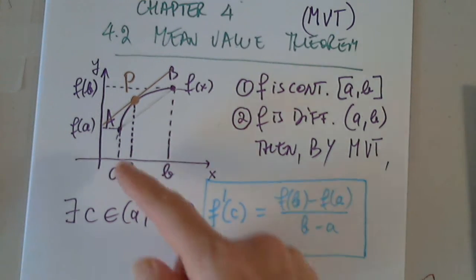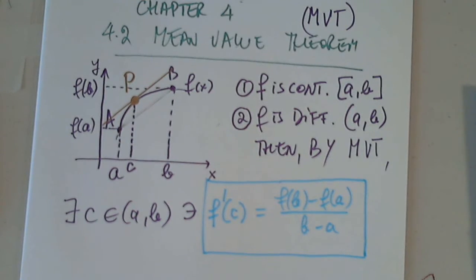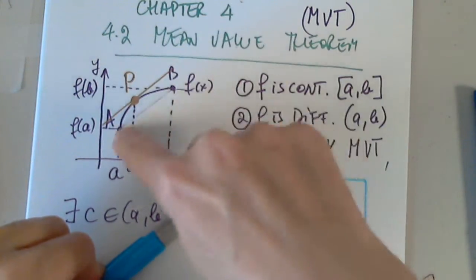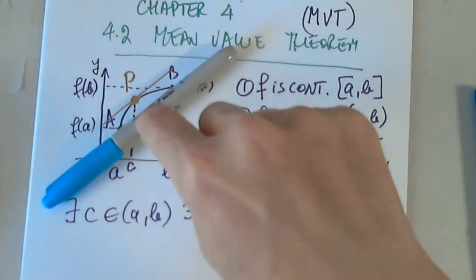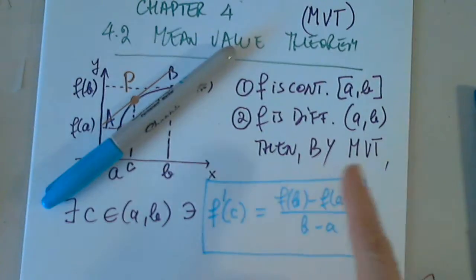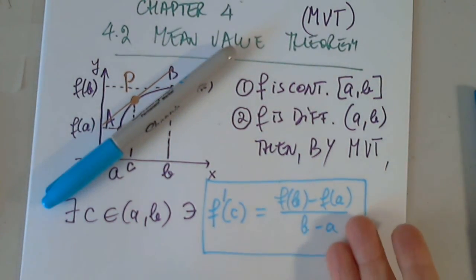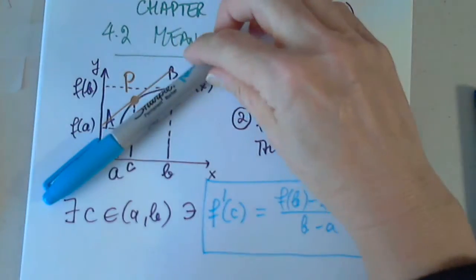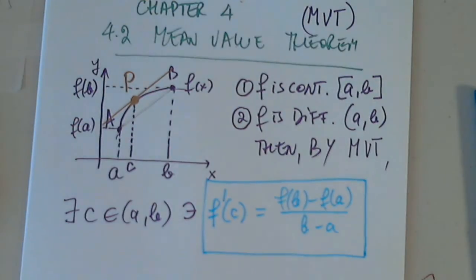Somehow I may not be given the points a and b. I may not have a and f of a. I may not have b and f of b. But I can still determine, without even knowing too much about a and b, the rate of change, f of b minus f of a over b minus a. This is the rate of change of the function between a and b. I can determine it with f prime of c. Okay, gotcha. This is one application. There are many others.